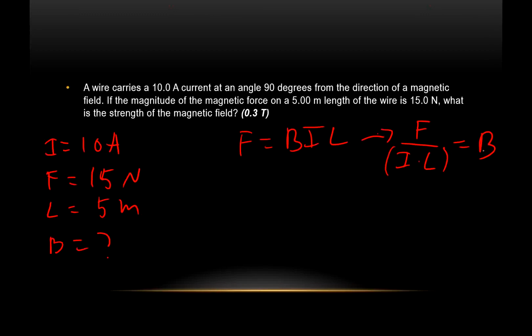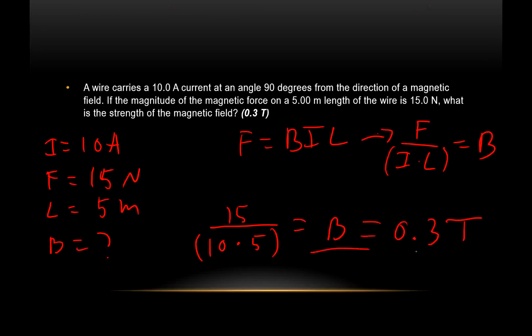Let's plug in our information. Our force is 15 newtons. We won't include that. 15 newtons divided by 10 amps multiplied by the length, which is 5. Let's plug this into our calculator. We're going to take 15 and divide this by 10 times 5. And we get that our B, our magnetic field, is going to be equal to 0.3 Teslas, which is exactly what we were expecting.